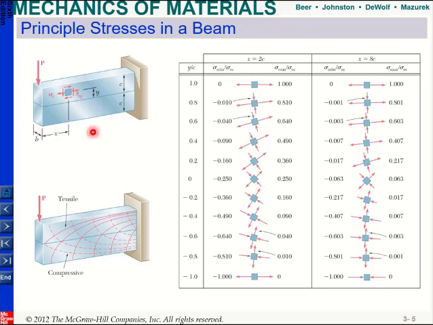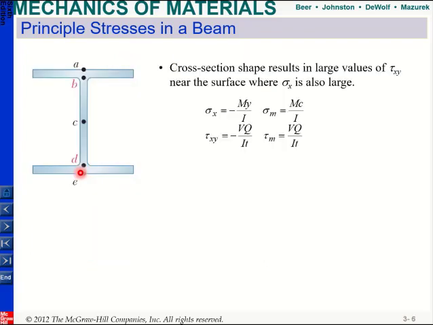Okay, and in this case, your maximum value will never be larger than sigma m. But for some other more complicated cases, it might be. And this is an example.